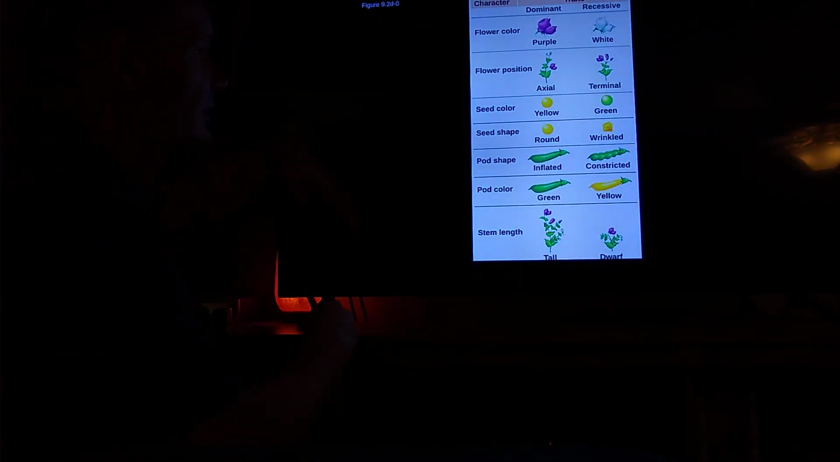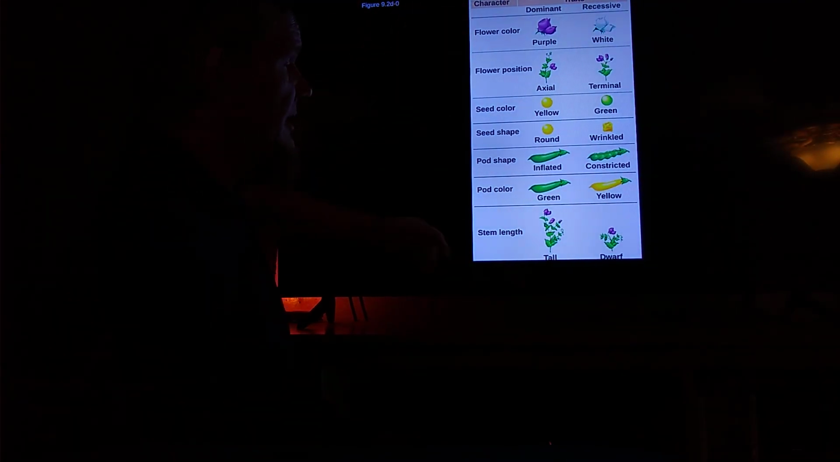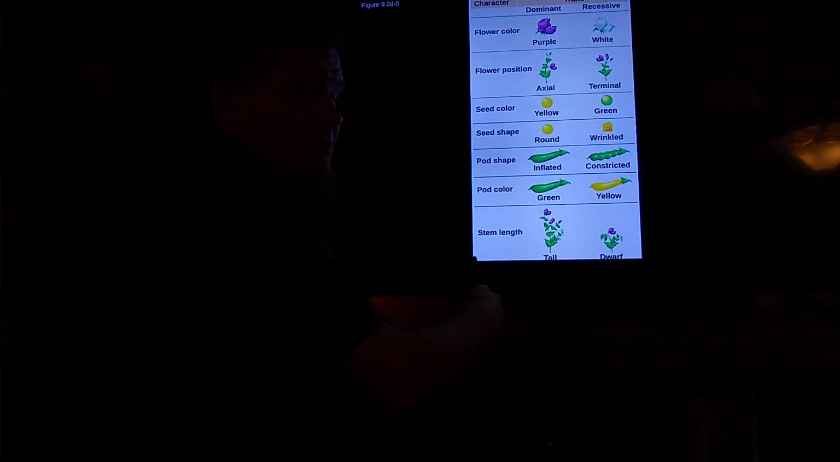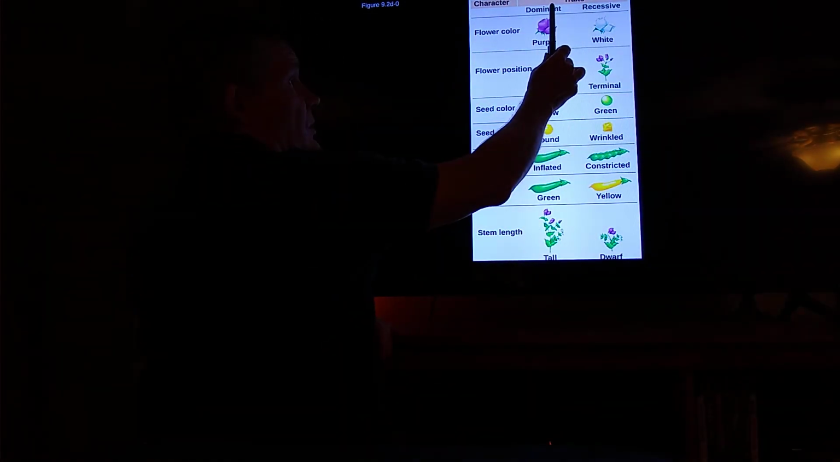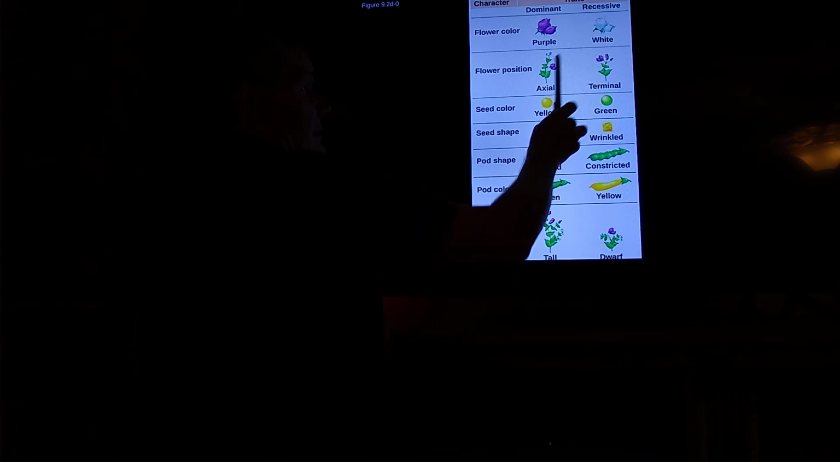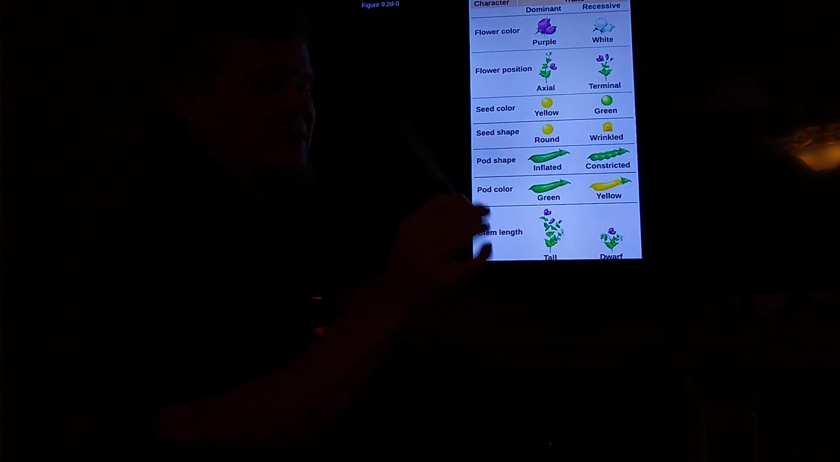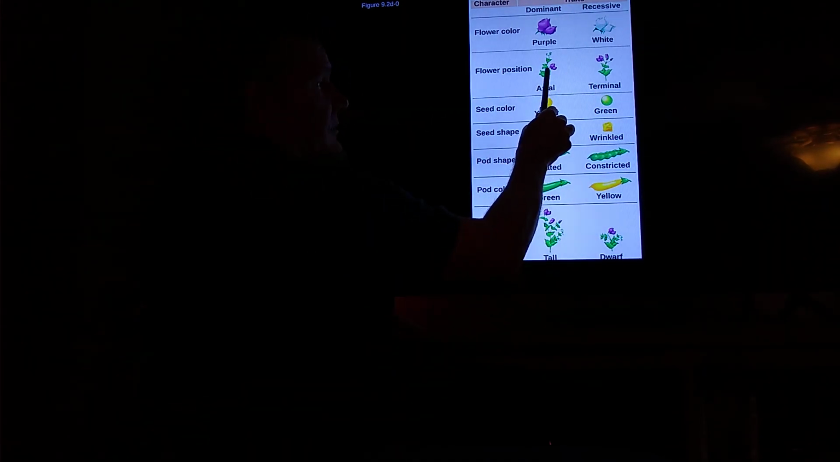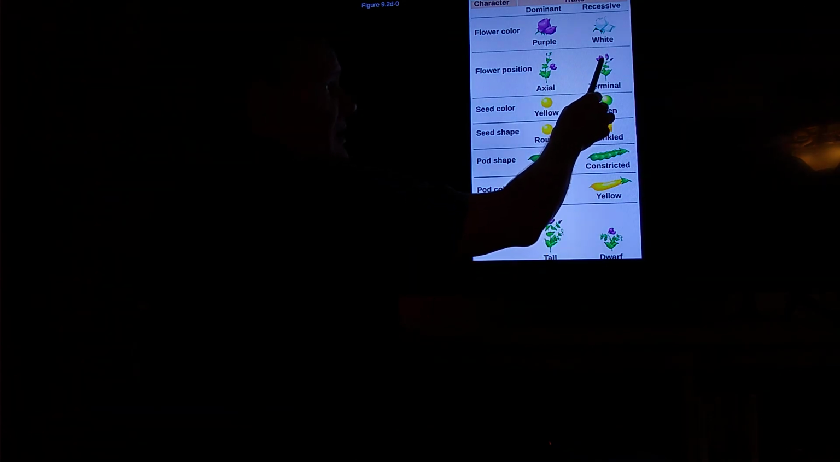Okay. So here are all of the traits, the character that he had, and these are the possible versions of it. So purple versus white, flower position. This is the one that's a little bit tricky. Axial means that the flowers come off of the stem, the side of the stem. Terminal means the flowers only come off from the tip.